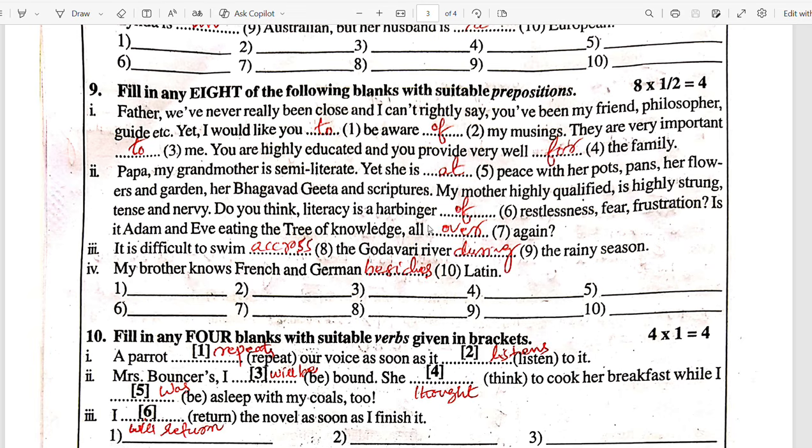Do you think literacy is a harbinger? Harbinger means a block, or a hindrance, a harbinger of restlessness, fear, frustration, or is it Adam and Eve eating the tree of knowledge all over again? So if you say all over again, over. It is difficult to swim across the river. See, the river always takes the definite article. Across the river during the rainy season. My brother knows French and German besides Latin. And besides means in addition to. This is the meaning.